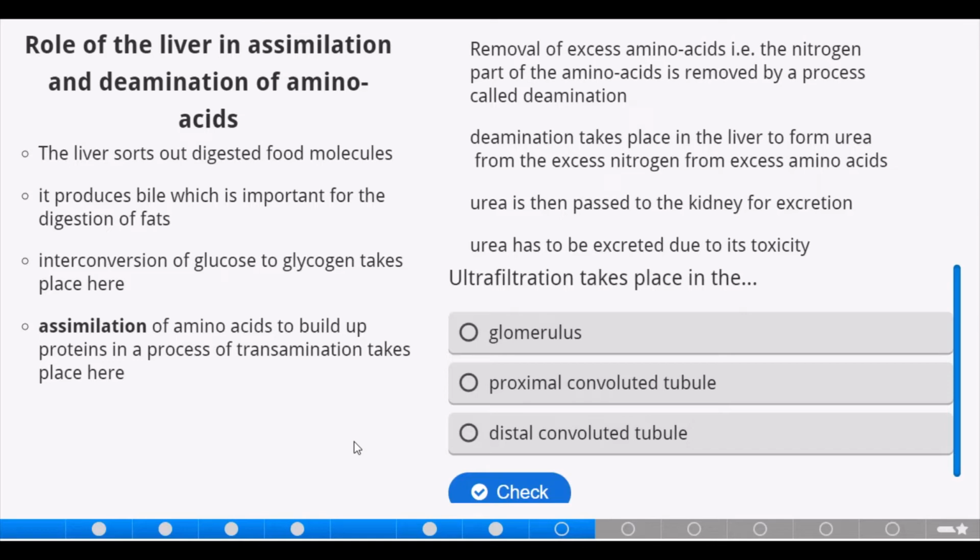Removal of excess amino acids, that is the nitrogen part of amino acids, is done by a process called deamination in the liver. Deamination takes place in the liver to form urea from the excess nitrogen in the amino acids. Urea is then passed to the kidney for excretion. Urea has to be excreted due to its toxicity. Ultrafiltration takes place in the glomerulus.